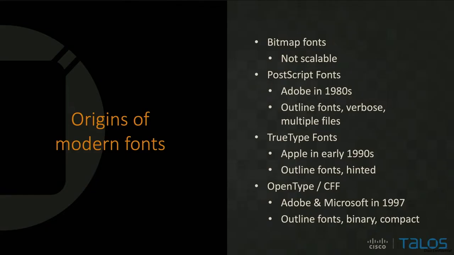And sometime in the late '90s, Microsoft and Adobe wanted to beat Apple at this, so they joined forces and came up with something called OpenType, or compact font format, which is based on PostScript fonts from Adobe, but in a binary representation. It's similarly outline fonts, and so on.